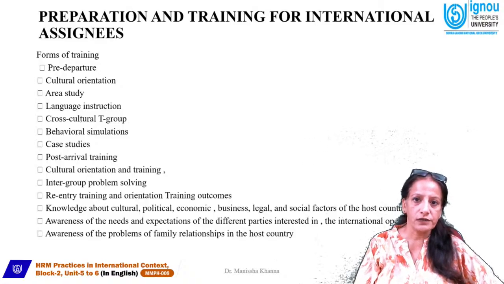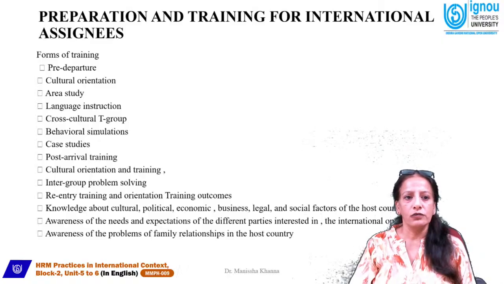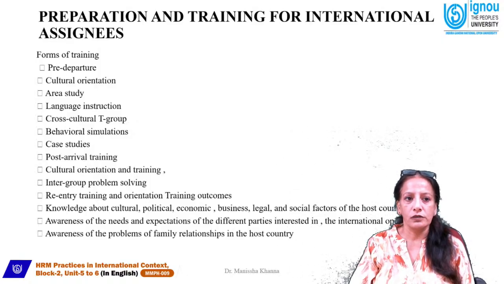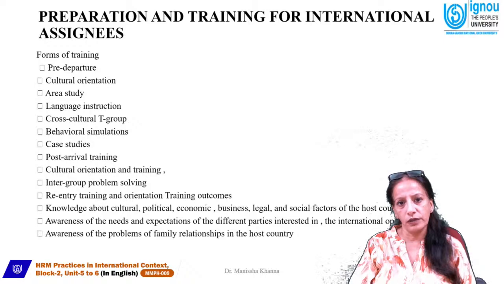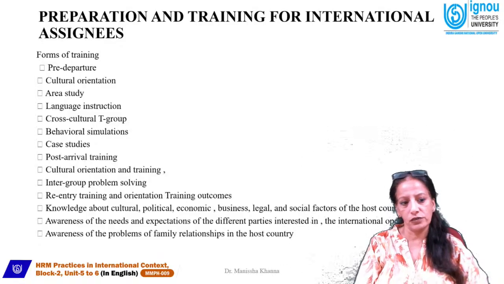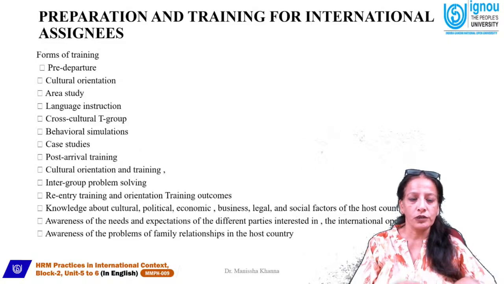Post-arrival training is very important because when they arrive, it also includes giving them training on adjustment to the environment. So apart from the cultural context, cultural orientation and training can be taken care of. Group problem-solving trainings, re-entry training and orientation training outcomes include knowledge about political, cultural, economic, business, legal, or even the social factors of the host country.